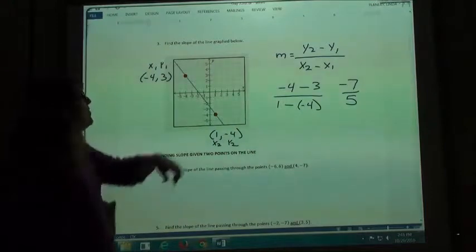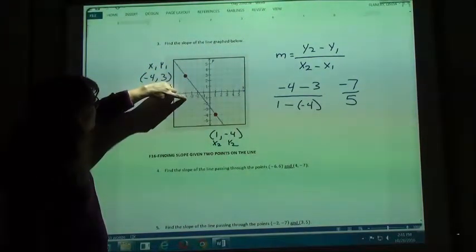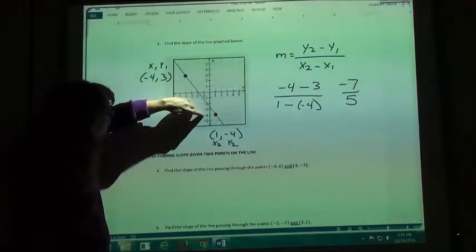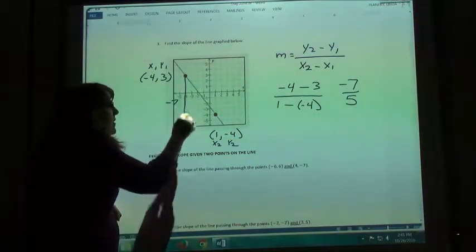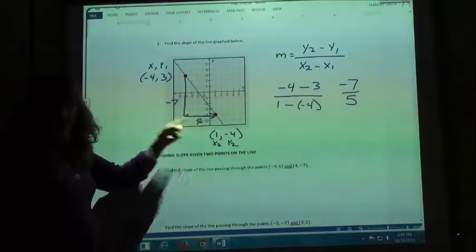So what that's telling me is if I start at the point on the left, I'm going to go 1, 2, 3, 4, 5, 6, 7 down, and then 1, 2, 3, 4, 5 to the right. So I went down 7 and over 5, so my slope was negative 7/5.